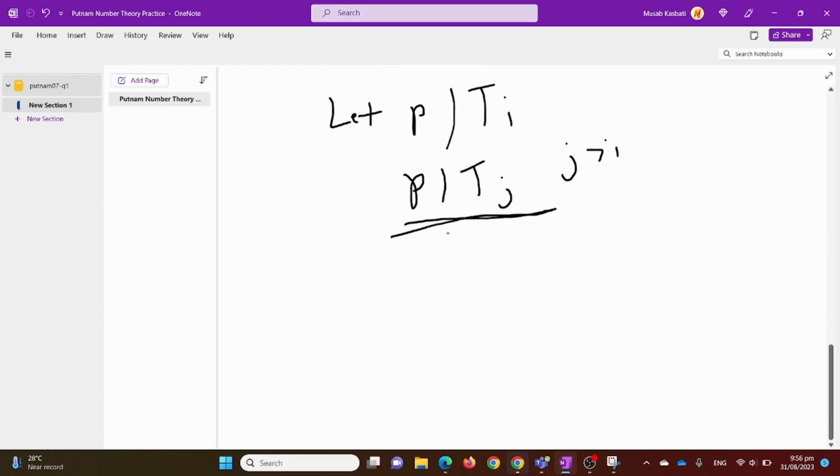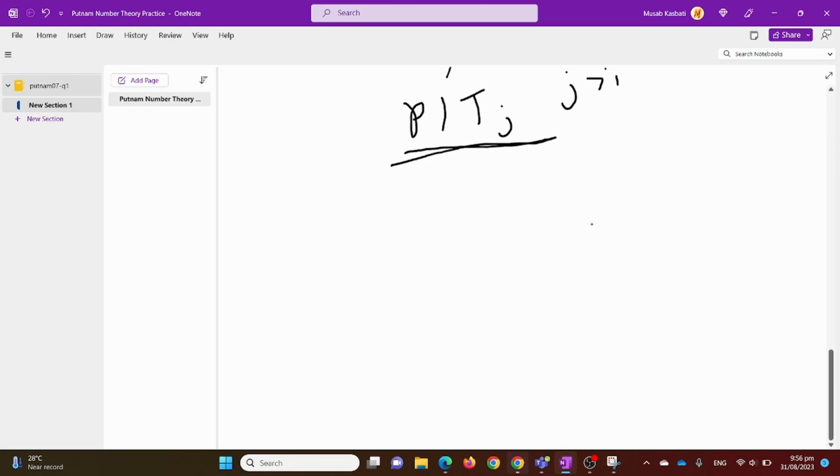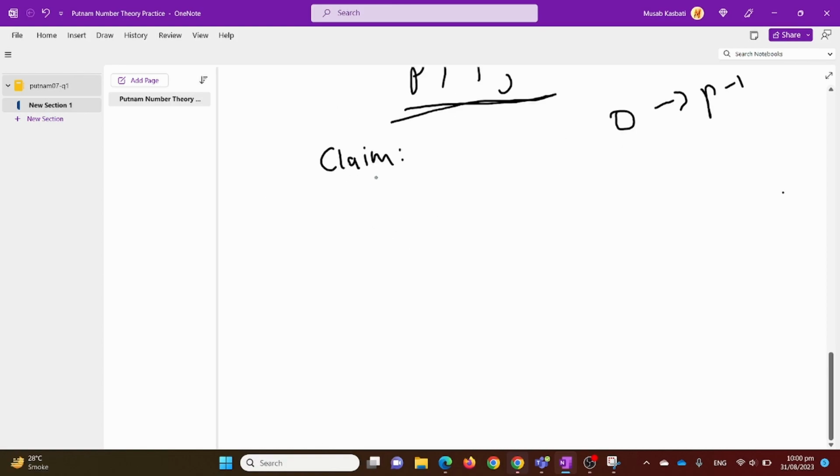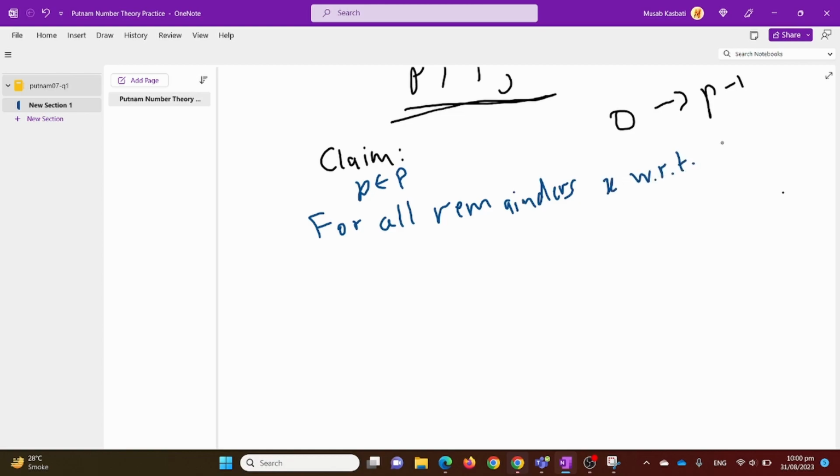Now, this is the part which gets a little bit tricky for me to explain, but hopefully I do a decent enough job because I'm writing this out for the first time. So the claim I'm trying to make is that, let's say we're working with p, which is a prime. For all remainders x with respect to p. Keep in mind, a remainder with respect to p just means that the remainder is from 0 to p minus 1.